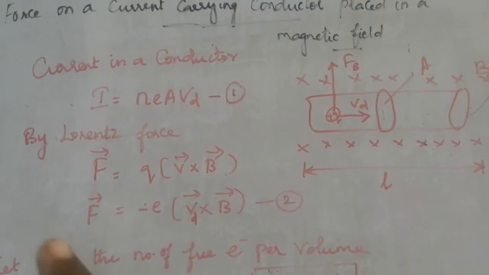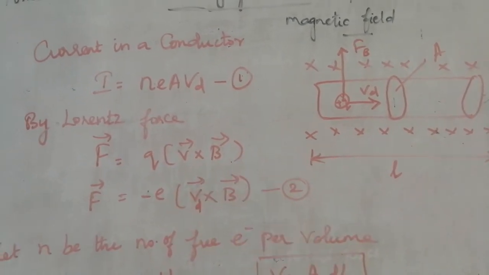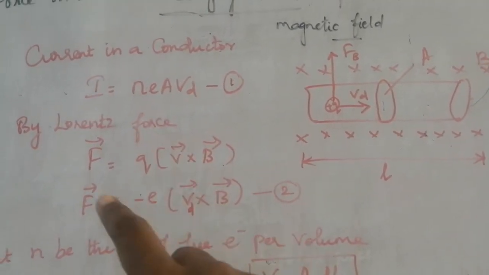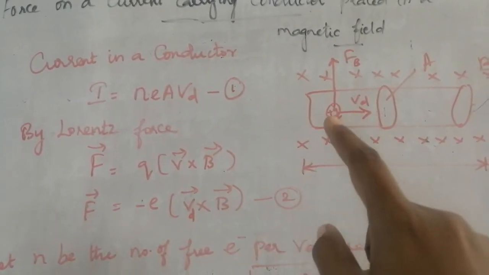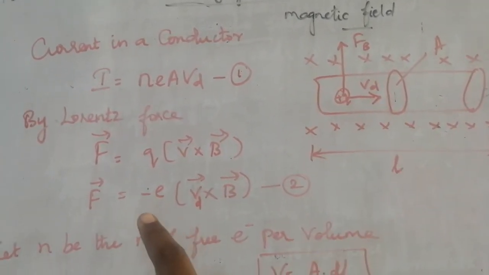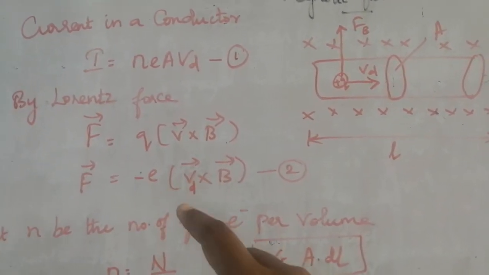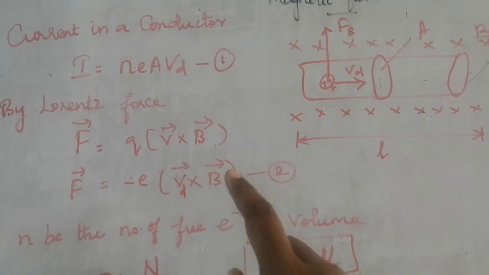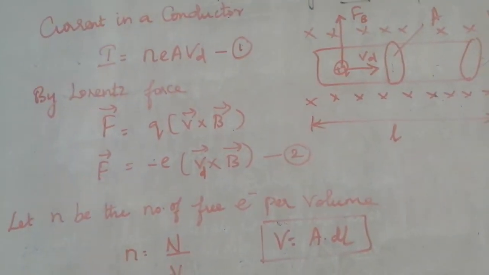And by Lorentz force we know that F is equal to q into v vector cross B vector. Here q is a charge. What is the charge flowing inside? It is an electron, and the charge of the electron is minus. So it is minus e into drift velocity Vd cross B vector, which is my equation number 2.